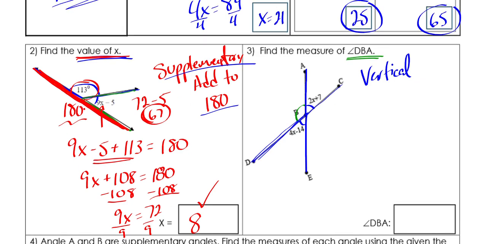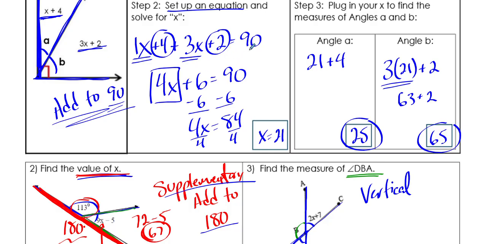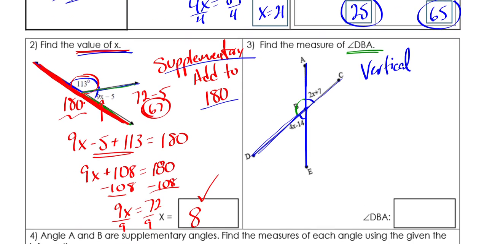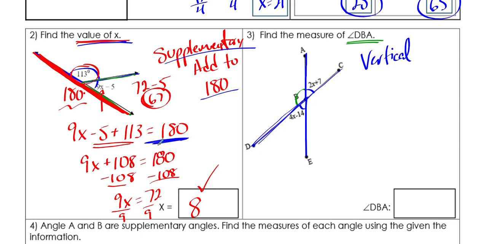We saw in the first example, they were complementary. Those added up to 90. Second example, those added up to 180 because those are supplementary. Vertical, we know that these are equal to each other. We're going to put an equal sign directly in between these two expressions. 4x minus 14 equals 2x plus 7. Those are the three different kinds of equations that we might need to set up. Either they add to 90 because they're complementary, they add to 180 because they're supplementary, or they're equal to each other because they're vertical.